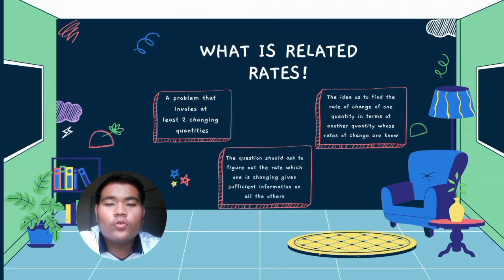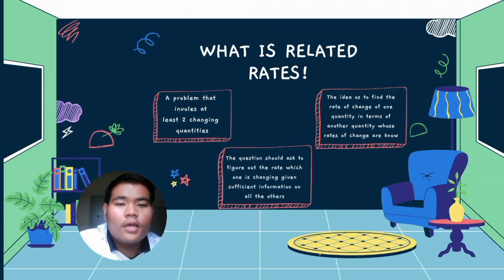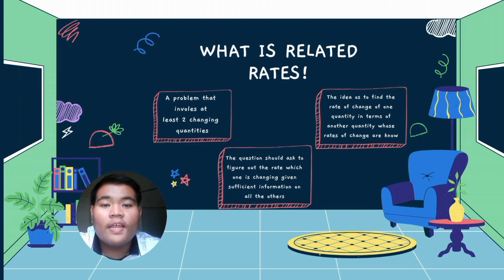Now it is time for us to know what related rates is. Related rates is a problem that involves at least two changing quantities. Secondly, the question should ask to figure out the rate at which one is changing, given sufficient information on all the others. And thirdly, the idea is to find the rate of change of one quantity in terms of another quantity whose rate of change is known.